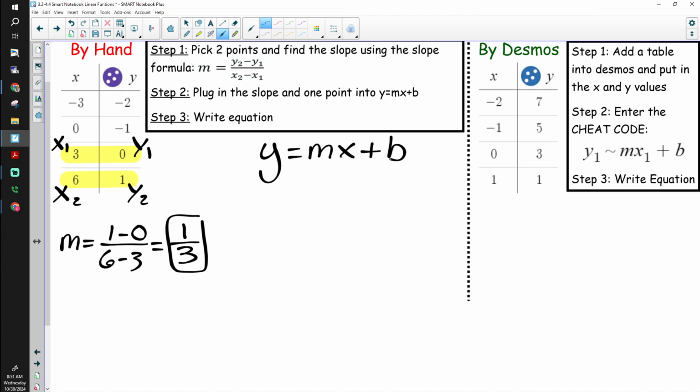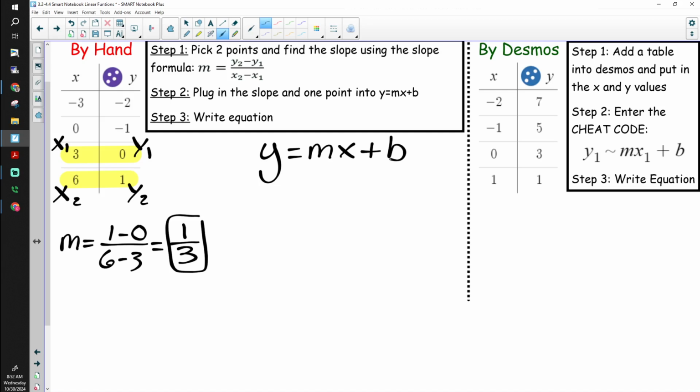Which of the 4 points do you think we're going to plug in? That's easiest. You could do any 4, but what one's easiest? The one, I would say (0, -1) or (3, 0). Both of those are easy. They have a 0. Okay, let's plug in (0, -1).